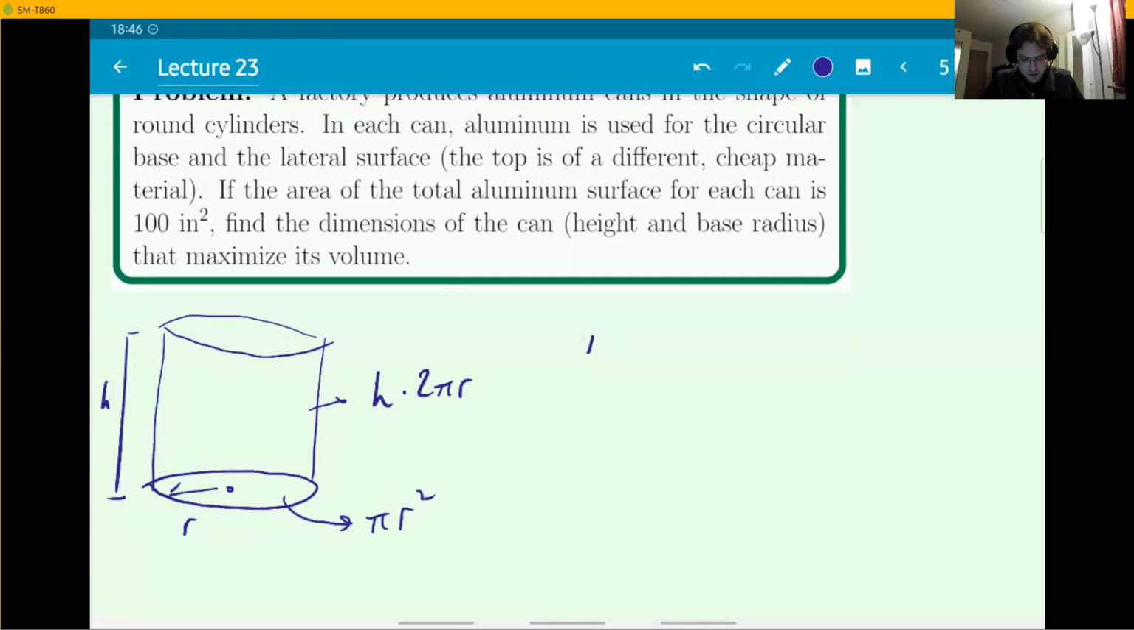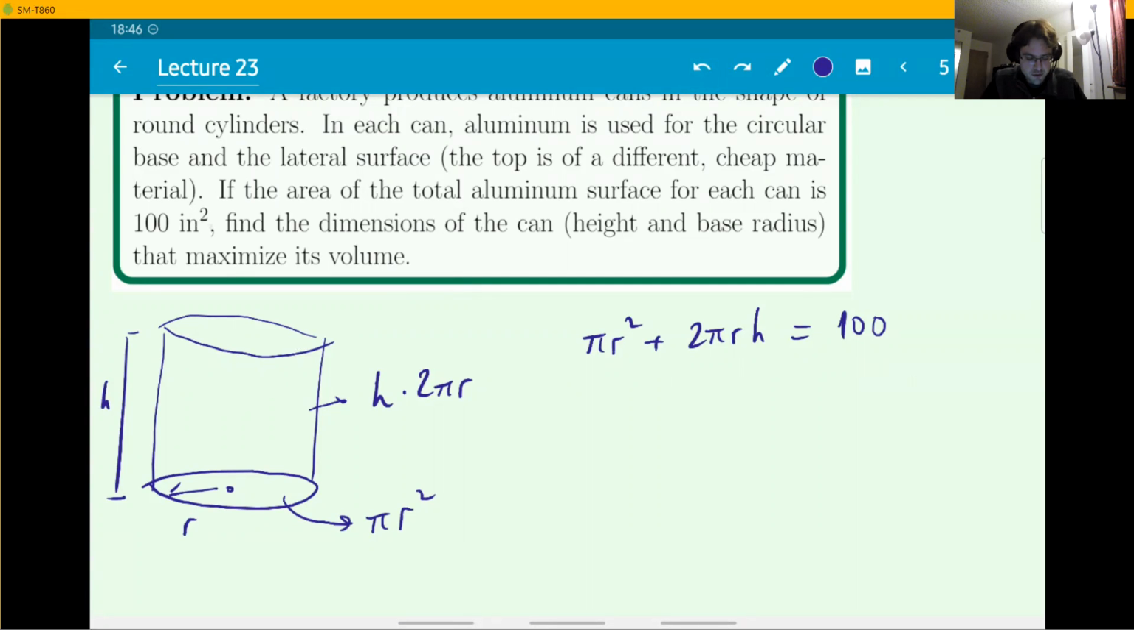So what they told us in the problem is that the sum of these two things, let me write, pi r squared plus 2 pi r h, is 100 inches squared. This is how much aluminum we have for each can. But you have two variables to work with, height and radius. By changing accordingly the values of each under this constraint, you should be able to find the maximum possible volume for the can.